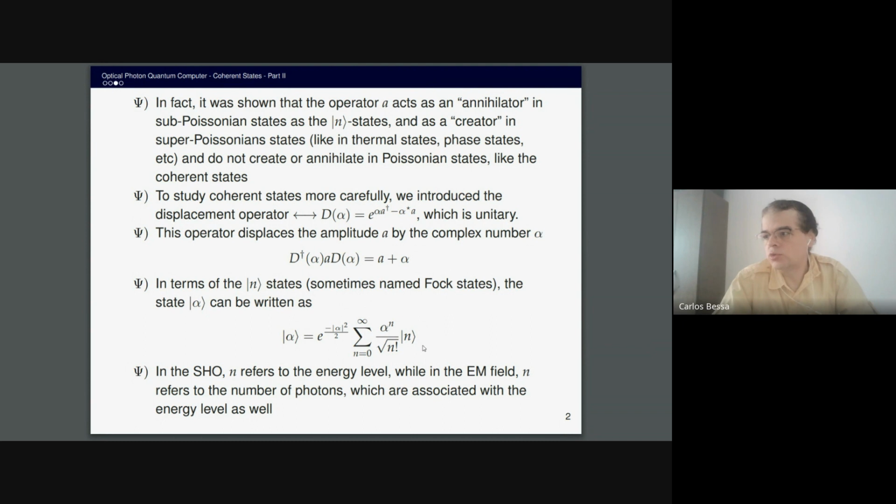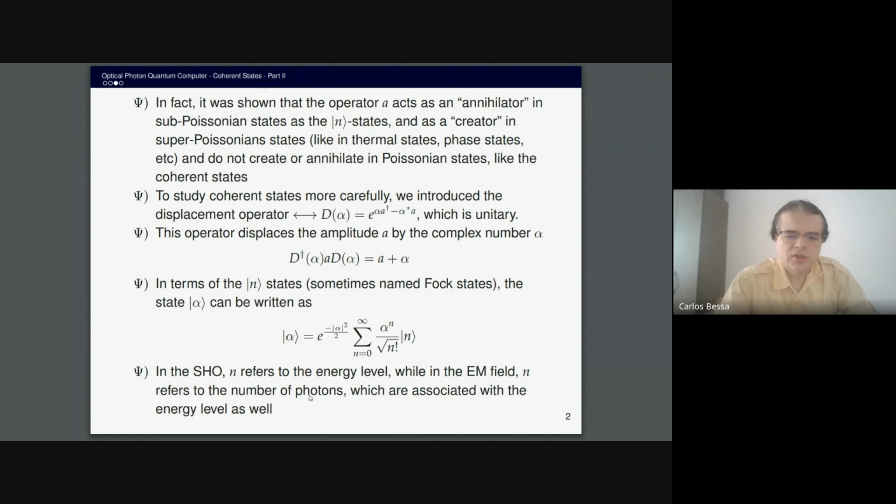We stopped last lecture with an expression like this. The Nielsen-Schoen book starts with this expression but doesn't explain well where it comes from. That's why I decided, before following the book, to study some properties of these states. In the single harmonic oscillator, this N refers to the energy level, while in the electromagnetic field, N refers to the number of photons, which is also related to the energy level of the system.